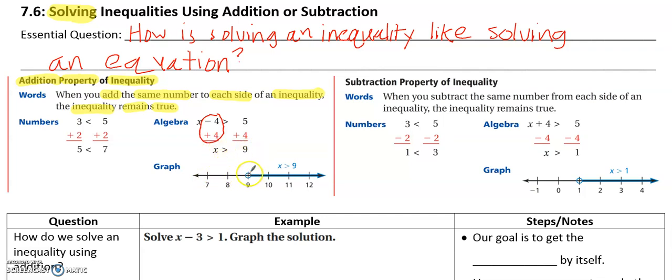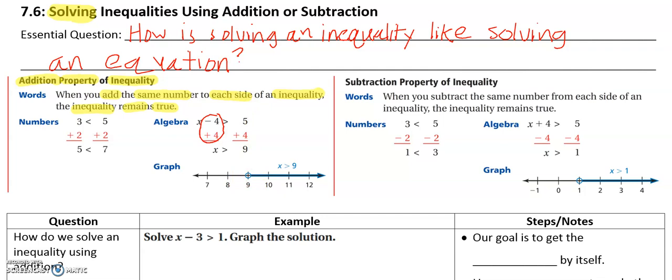And 9. Why do we have an open dot? Remember, there's no line down here that means or equal to. So that means if I substitute 9 in for x, 9 is greater than 9. That's not true. So of course we have an open dot to show that 9 is not a solution.